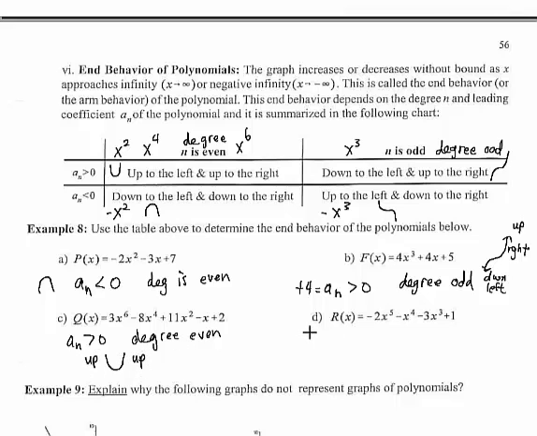And finally, capital R, polynomial, we have a negative. a(n) is less than 0, a negative coefficient. Negative 2 is our a(n), the coefficient of the term that has the highest exponent. Then the degree of our polynomial is 5, which is odd.